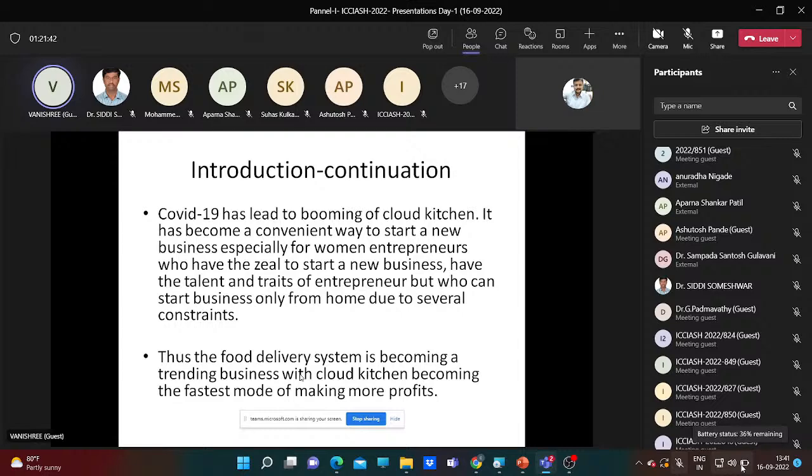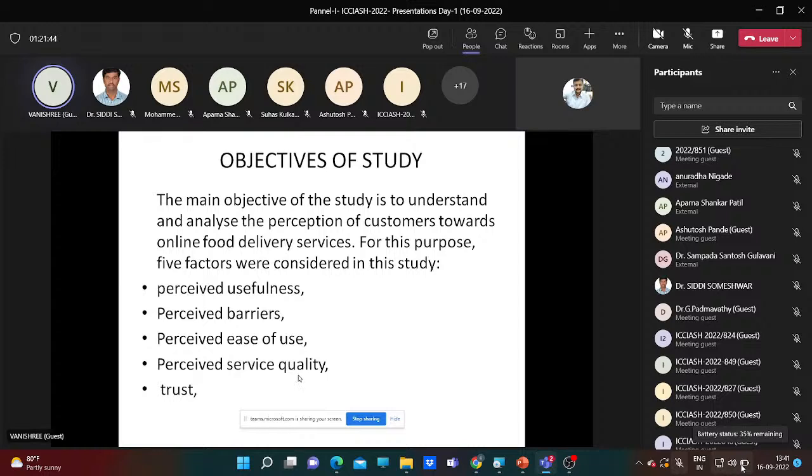Objectives of the study. The main objective is to understand and analyze the perception of customers towards online food delivery services, for which I have taken five factors: perceived usefulness, perceived barriers, perceived ease of use, perceived service quality and trust.